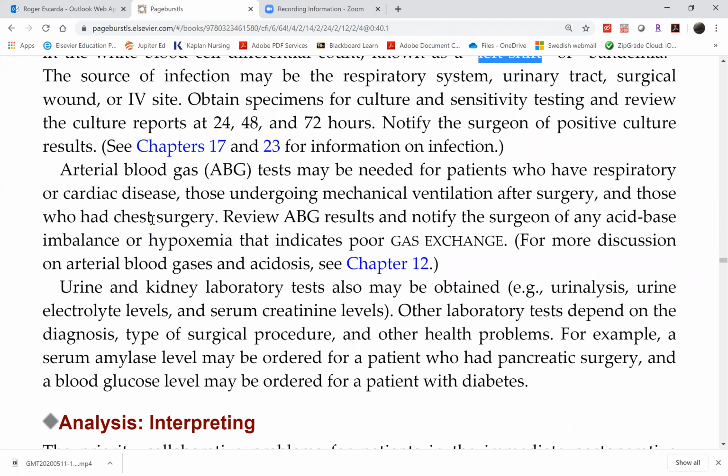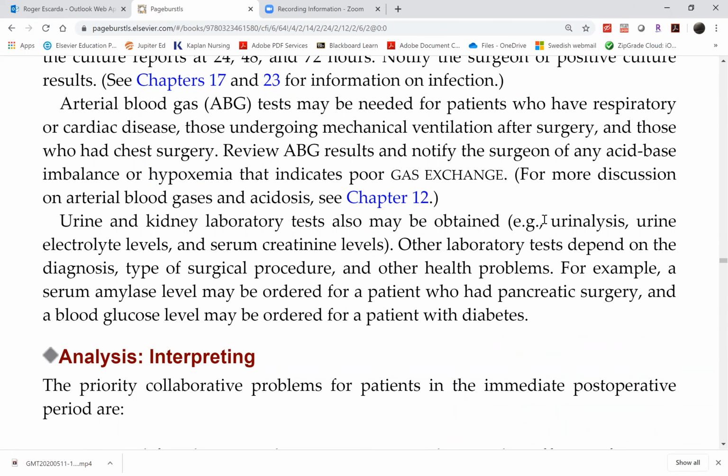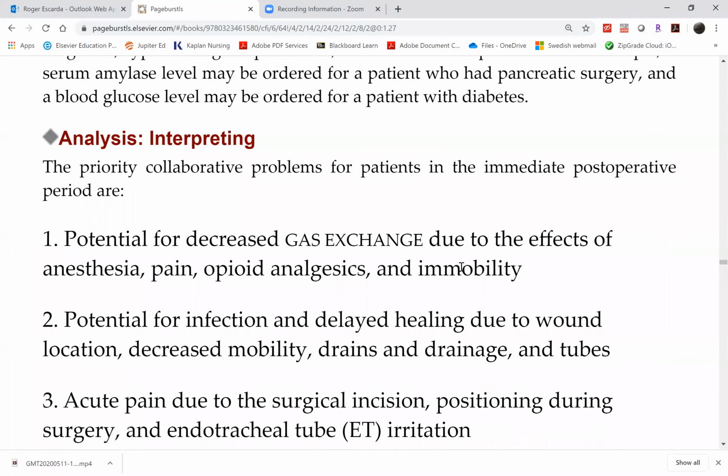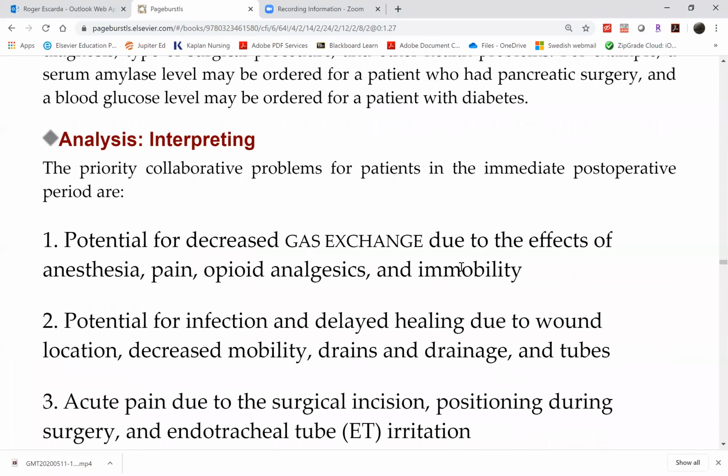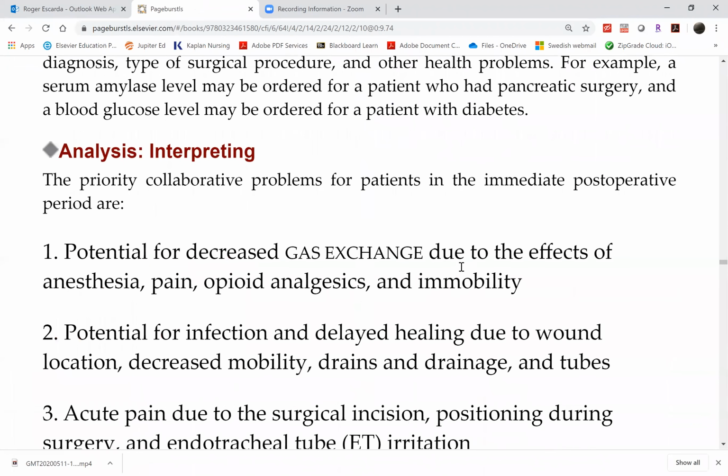As already mentioned, we monitor kidney function. Again, already mentioned in table 16-1. And electrolytes also. Okay, we monitor electrolyte levels.